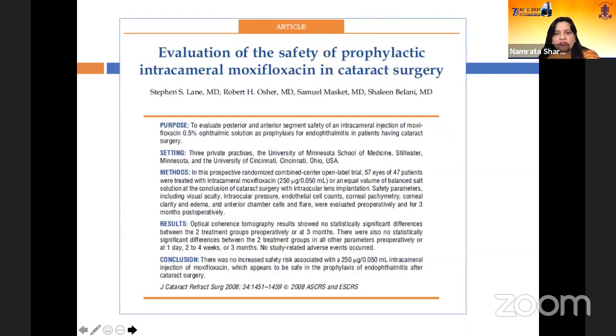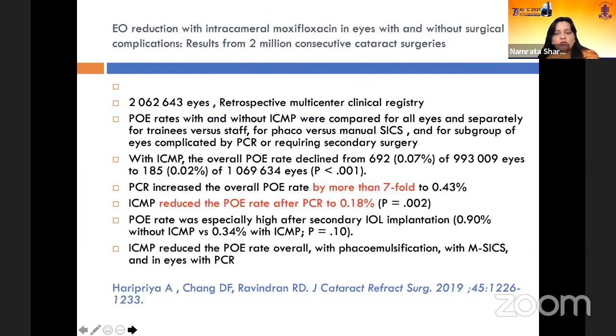Again, this looked at the safety of the prophylactic intracameral moxifloxacin and was found to be safe, with no significant difference in terms of endothelial cell loss, cell counts, corneal pachymetry, corneal clarity, or edema. Now, this study again looked at a huge number of eyes and it showed that it decreases the endophthalmitis rate by 7 times. More importantly, in cases where rents had occurred, the rate was significantly decreased to 0.18%.